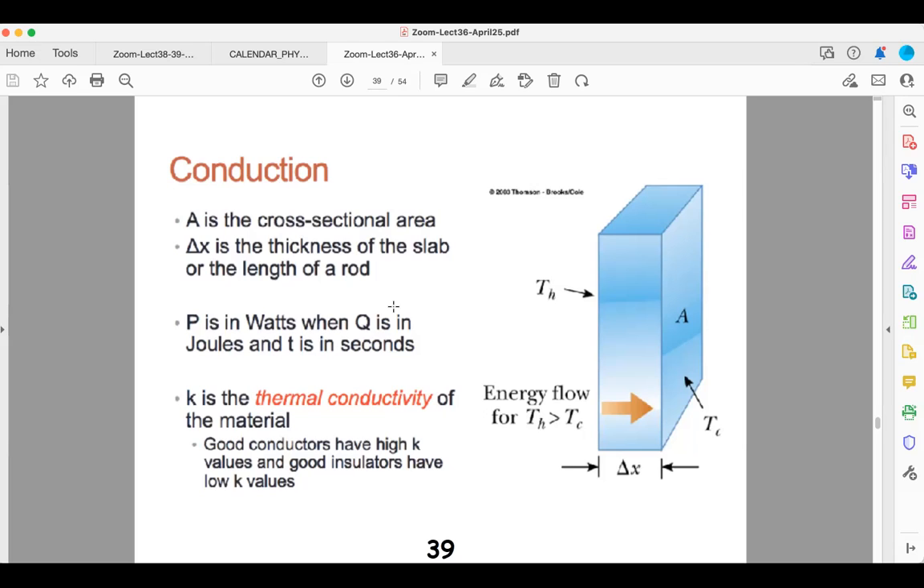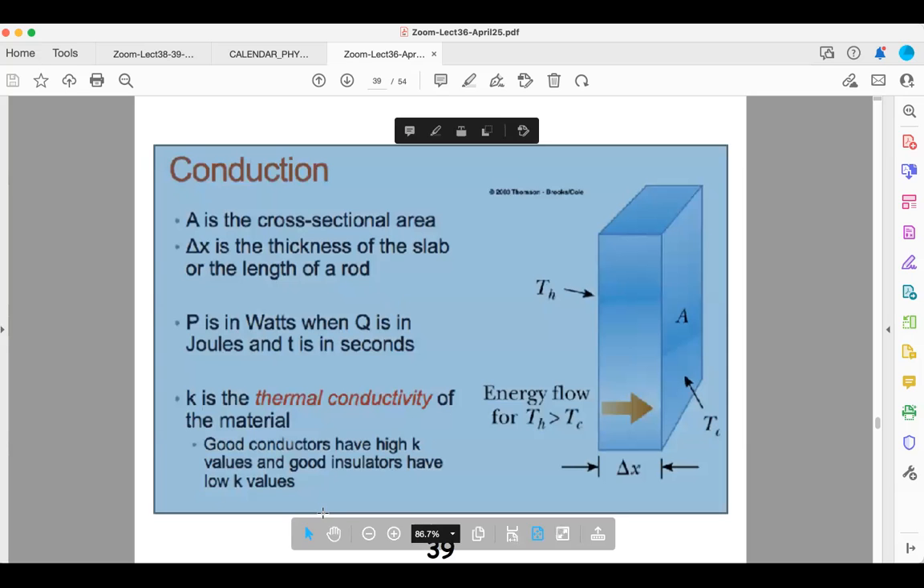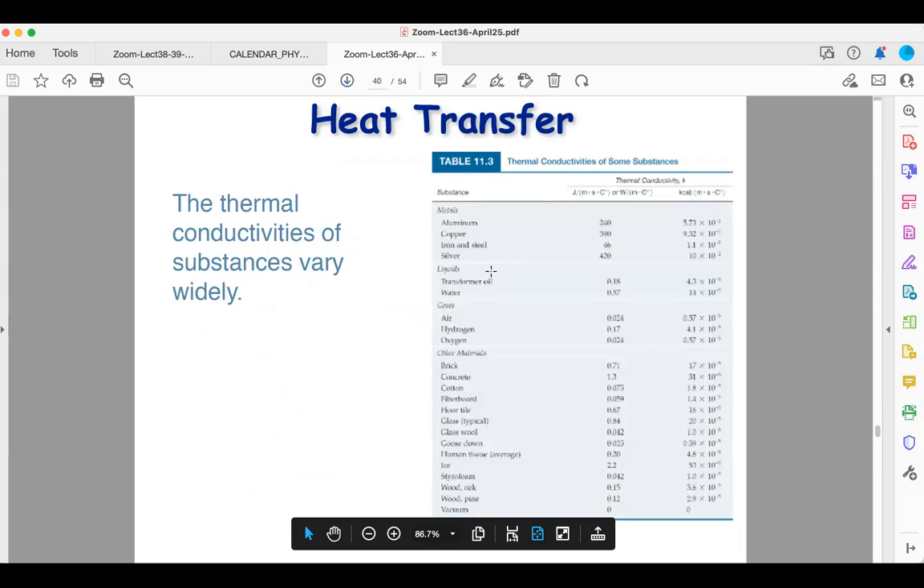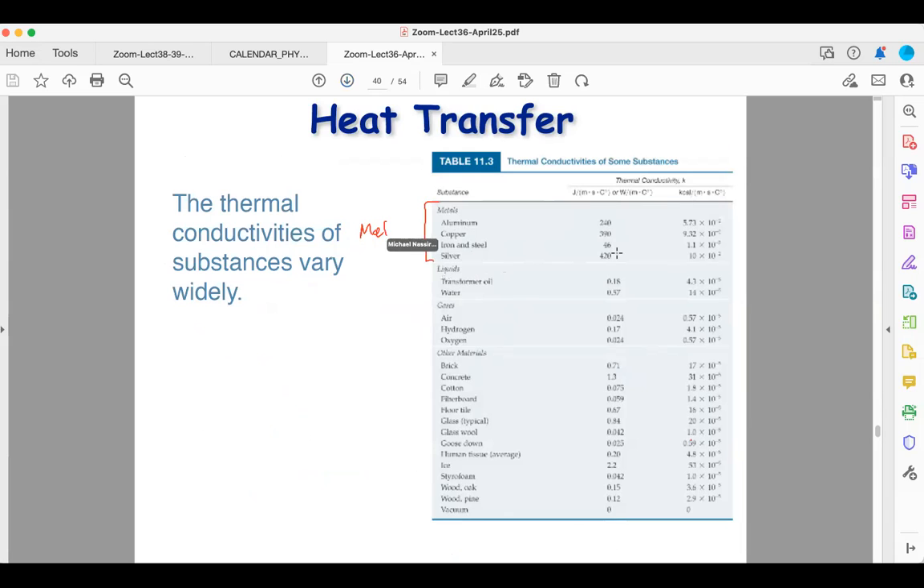Good conductors have high k values, while good insulators have low k values. Here we have some example values, and you can see that metals all have a very high value of thermal conductivity. So 200, 390, and silver is 420, while you see, for example, that water is 0.57.